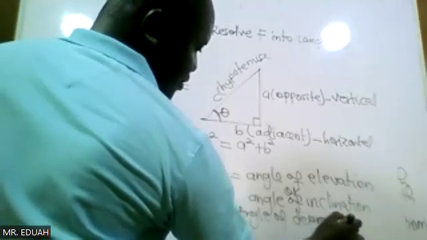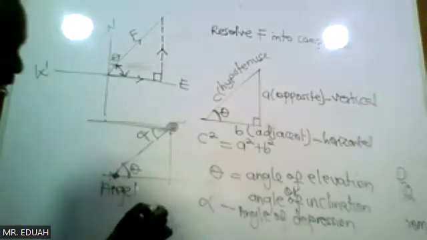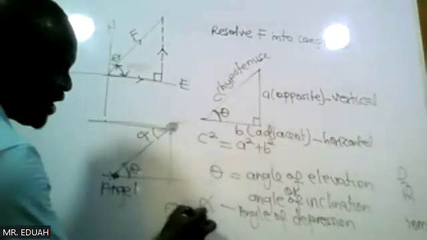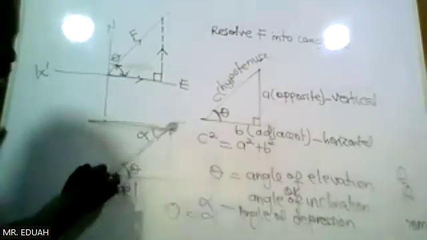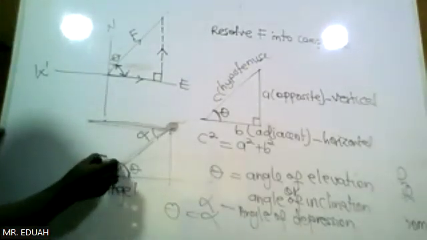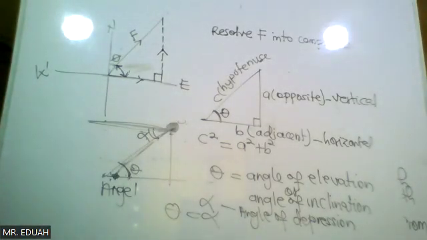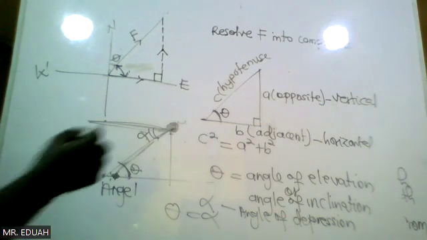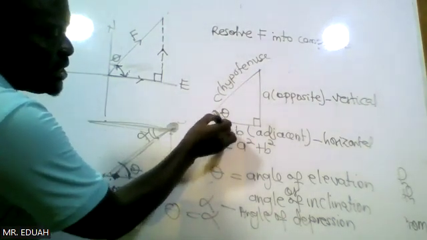Are you there? Yes, please. And in fact, theta and alpha are the same because they are alternate angles. So if this is 60, this will also be 60. All right. So we will call this angle of elevation, theta.